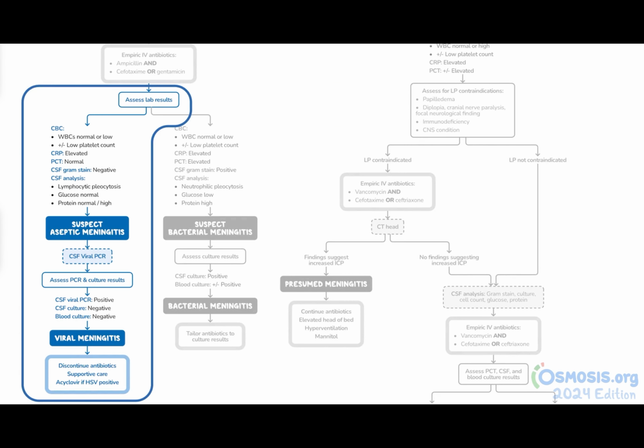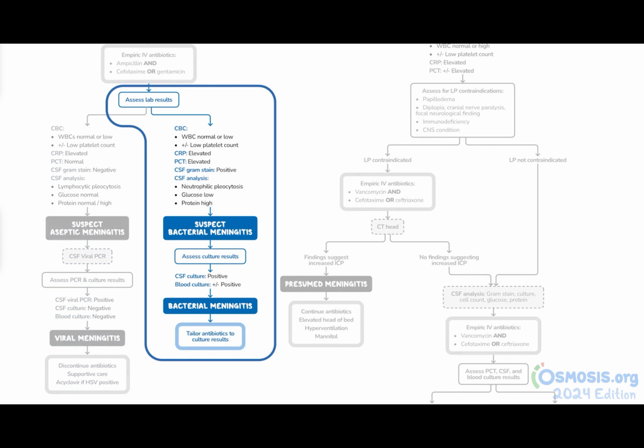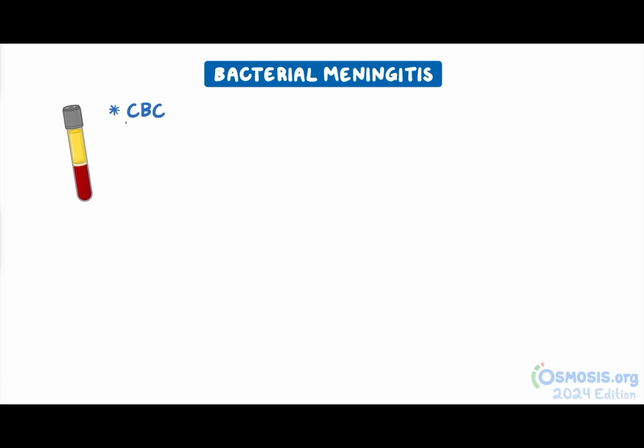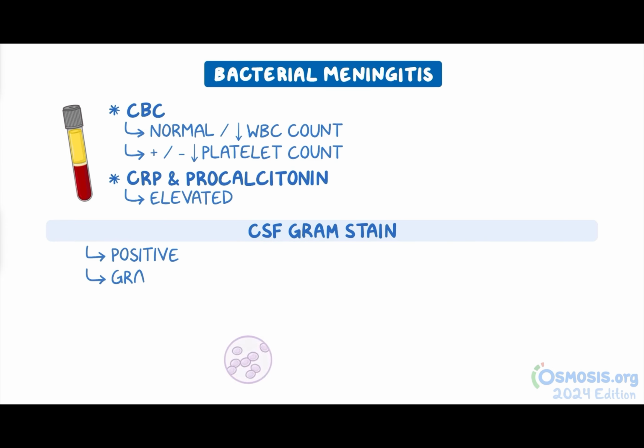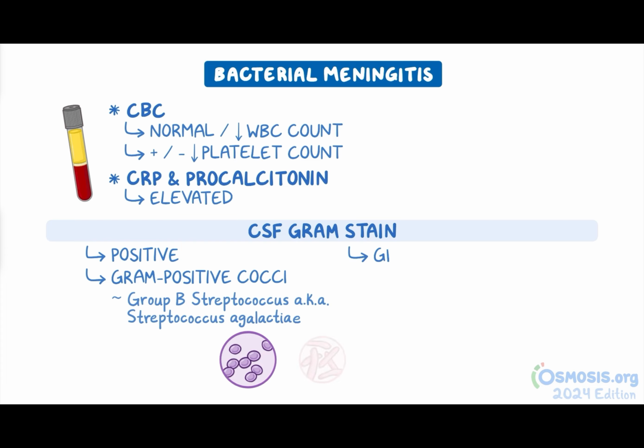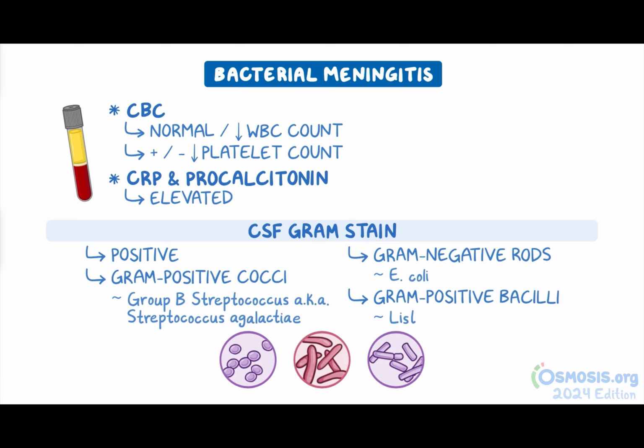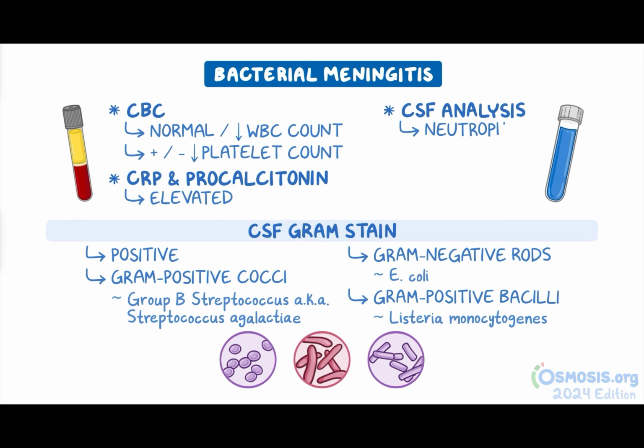Okay, now let's go back to our labs and discuss bacterial meningitis. In this case, the CBC usually reveals a normal or low white blood cell count with or without a low platelet count, and almost always elevated CRP and procalcitonin levels. Next, the CSF gram stain will usually be positive with gram-positive cocci, suggesting group B streptococcus or Streptococcus agalactiae, gram-negative rods suggesting E. coli, or gram-positive bacilli suggesting Listeria monocytogenes. Additionally, CSF analysis reveals neutrophilic pleocytosis, low glucose, and high protein levels.